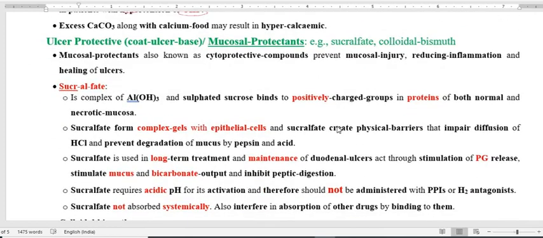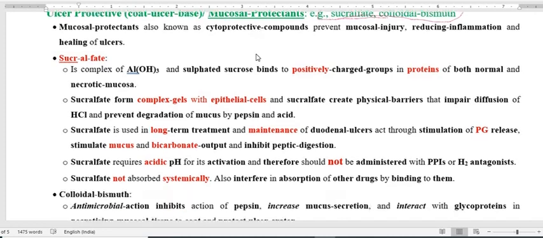Now we have to go through the other drugs that come under the mucosal protectants. The name itself tells us that these are going to protect the mucosa, so therefore we call them mucosal protectants. Mucosal protectants include drugs like sucralfate and colloidal bismuth, which we already discussed earlier, but we are going to discuss them again here. So how are they mucosal protectants?